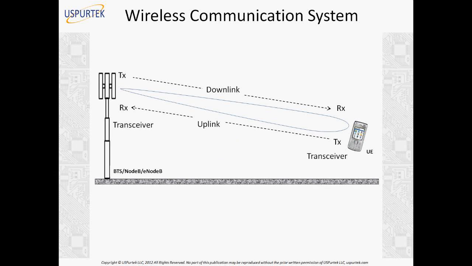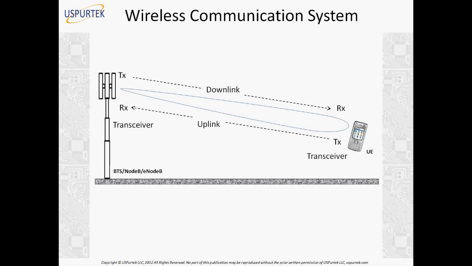To be more specific and more practical, this is the actual system that you encounter in the field, where on one end you have either a BTS or a Node B or an E Node B, depending on what type of technology is being used, whether it's a GSM, UMTS or LTE network. You will have a transceiver actually. Transceiver means you have both a transmitter and a receiver at either end.